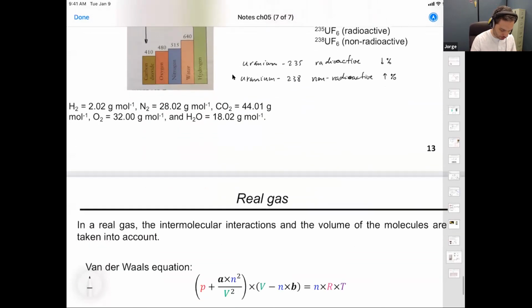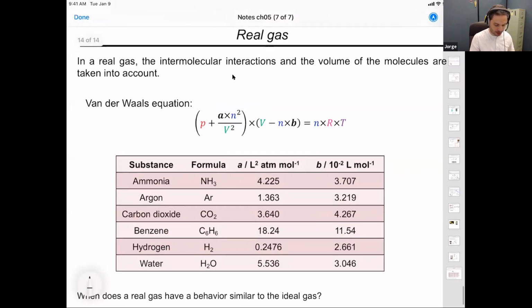Okay, and to finish up for today, now let's finally talk about the real gas. So before that, let's remember what an ideal gas is. In an ideal gas, the volume of the gas molecules is really small compared with the volume of the flask. Therefore, we will consider the gas molecules as very small points. And also, there is no interaction between the gas molecules.